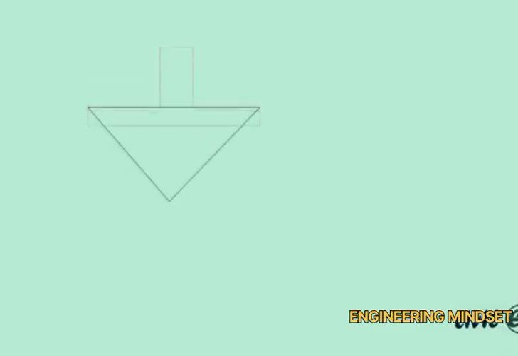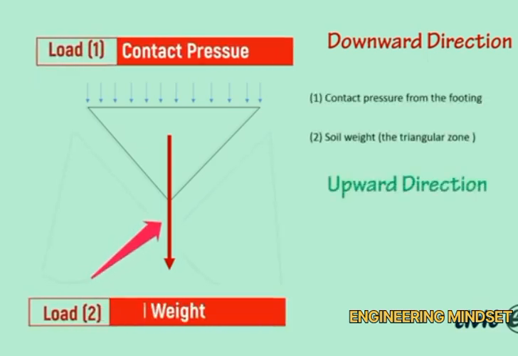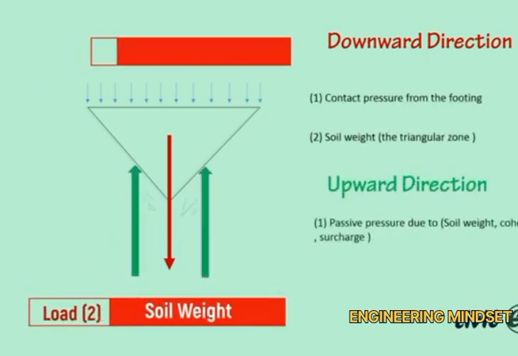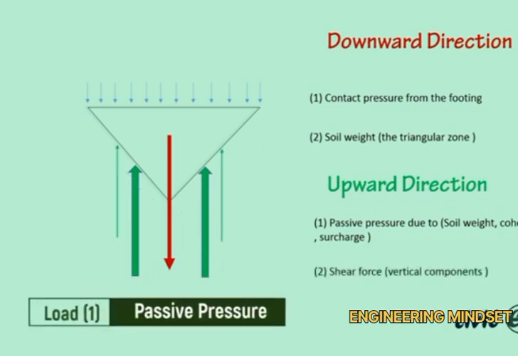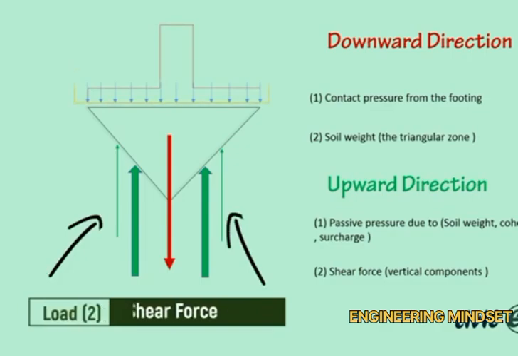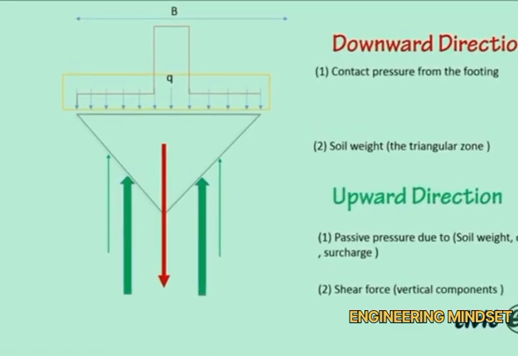Now let's do a load balance. In the downward direction, we have the load coming from the footing and the weight of the zone. In the upward direction, we have the passive resistance for the soil weight gamma, cohesion, and surcharge, in addition to the vertical components of the shear force. This force will equal Q times the area, which will be the footing width B times the third dimension. You can assume that the third dimension equals 1.